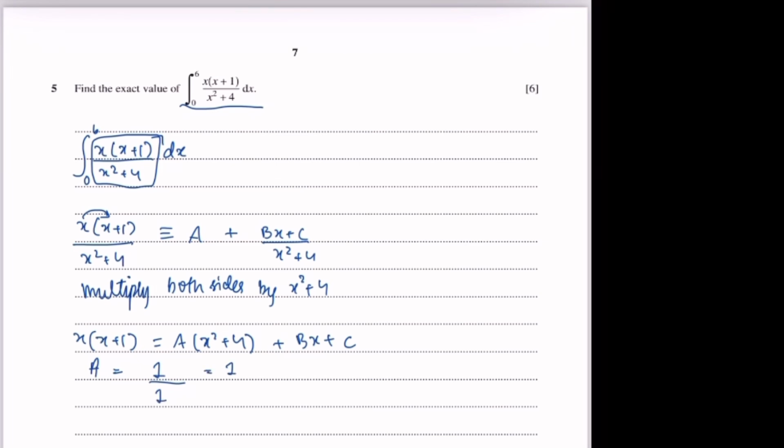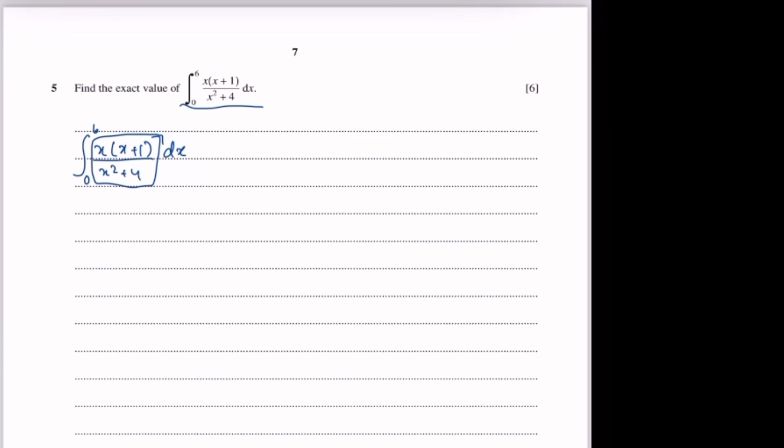And then we can equate x is equal to 0. So this whole thing will become 0, and over here it will be 1 into 0 squared plus 4 plus b into 0 plus c. So 0 is equal to 1 into 4, which is 4, plus c. So c is equal to minus 4, and then we can take any value of x.